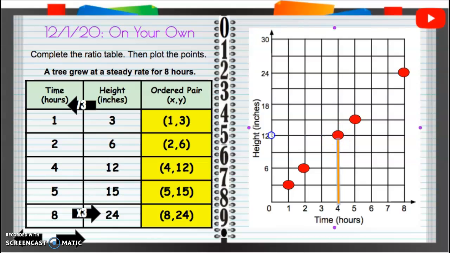So we're going to see the 12 inches. Yep, so 4 hours, 12 inches. And you can do that to check all of the points if you'd like. And that's it for the On Your Own. Great job!